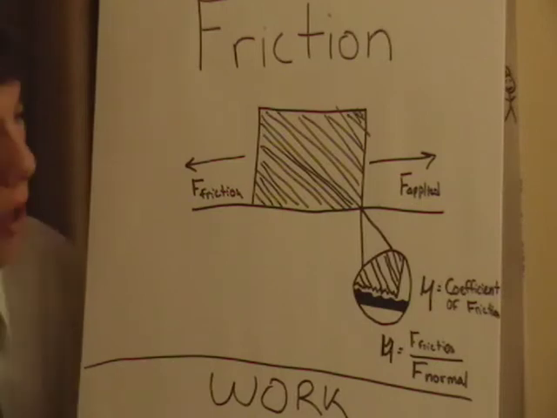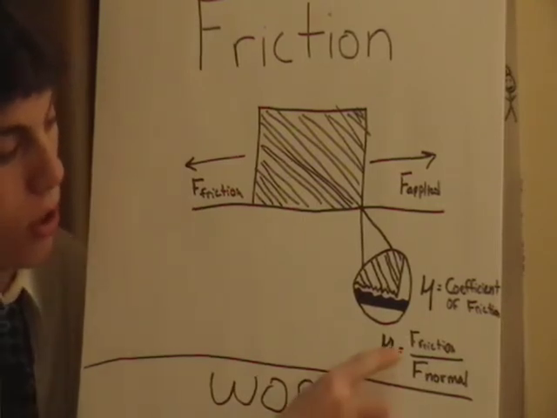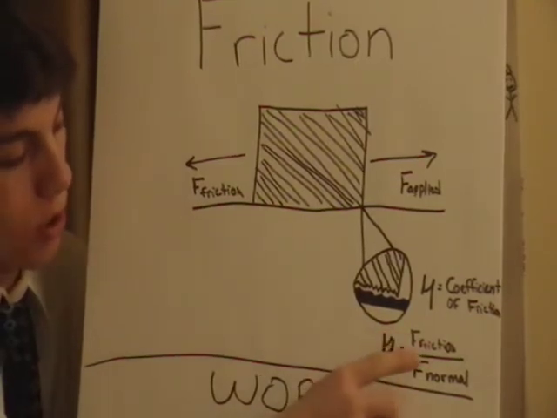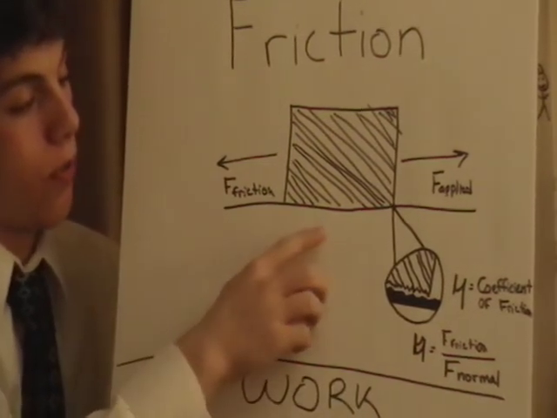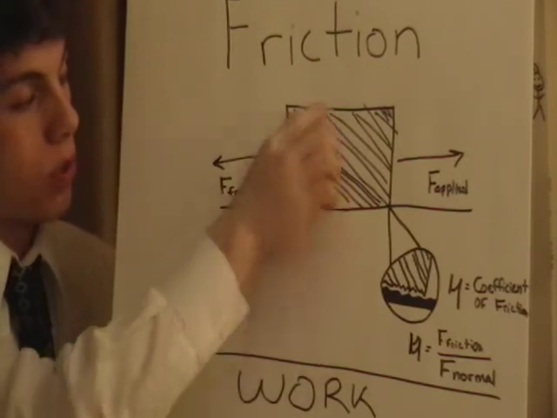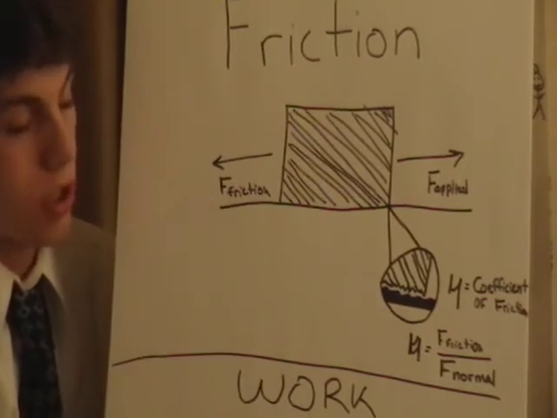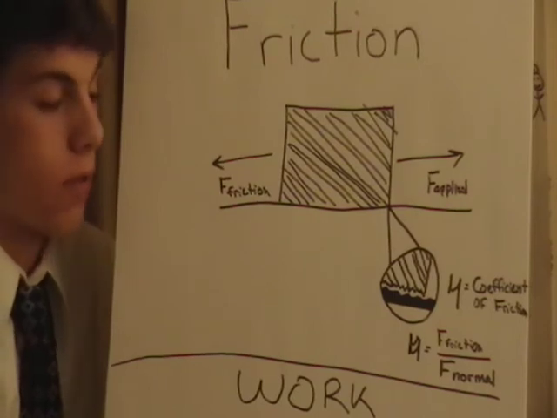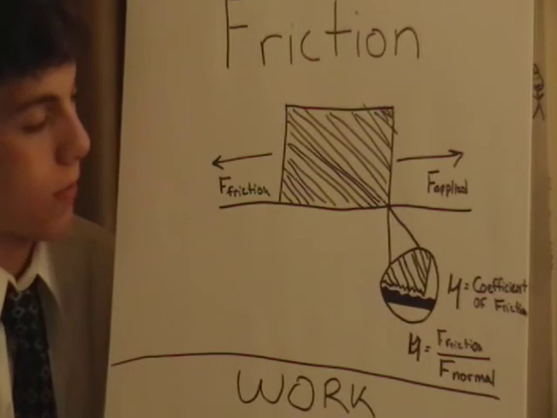The amount of friction is determined by the coefficient of friction, which is equal to the force of friction over the normal force. The normal force being the force of the ground resisting the force of gravity, which is described by Newton's third law. Every action must have an equal and opposite reaction.